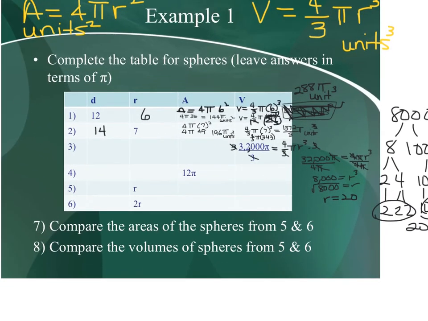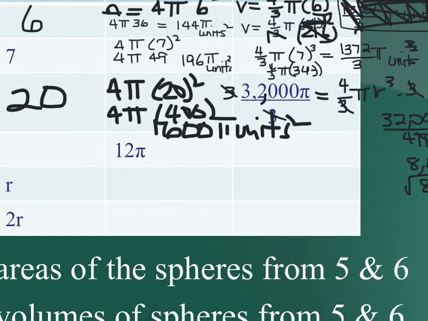So now to turn it back into a diameter, I'll just times that by 2, and my diameter is 40. Now that I have a radius, now I can do my surface area formula a lot simpler. I'll just do 4 times pi times 20 squared. 4 times pi times 400 gives me 1,600 pi units squared. No, that's kind of tight there. So 1,600 pi units squared is the surface area.